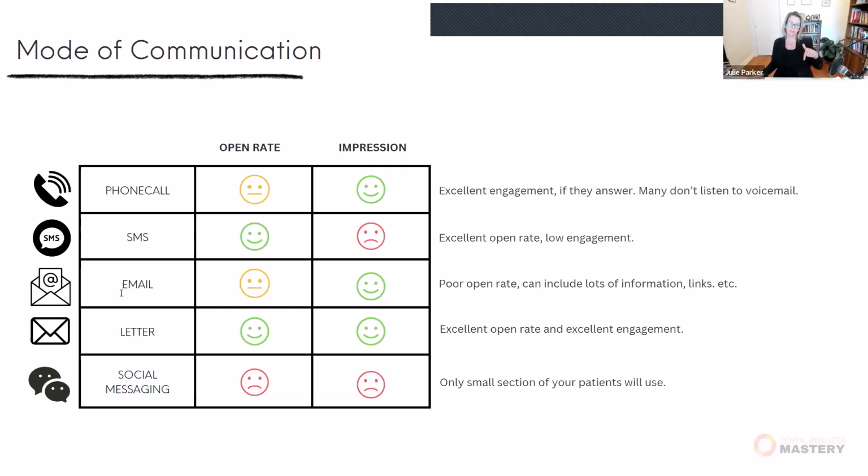Email, very low open rate when they're not expecting an email from you. Some people don't look at their emails for weeks and weeks. Others, like me, look at it every few minutes. And so email is great because you can attach links and documents and all the things and make them very compelling. However, the open rate lends itself not to be all that great, of course, unless you're SMSing them first and saying, I've just sent you an email. It's important. Can you read it? Then we're increasing that email open rate.